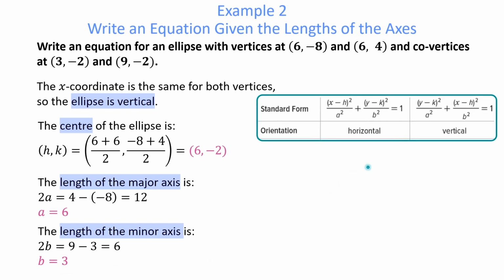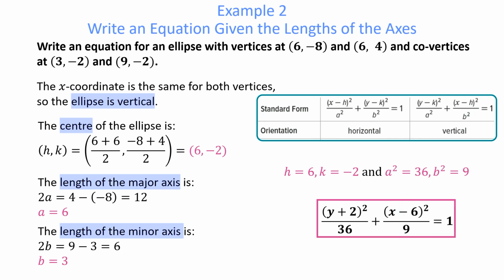Now, we know it's a vertical ellipse. So we know this is the equation we'll be looking for, and we know that the a squared term belongs under the y squared term. So we can simply substitute h equals 6, k equals -2, a squared equals 36, and b squared equals 9 into this equation here to give us the equation that we're looking for.